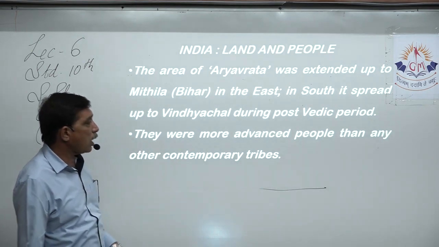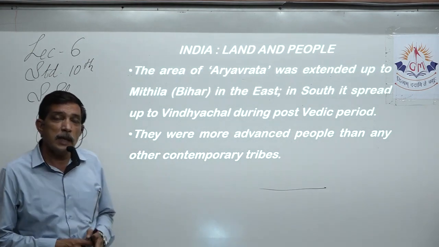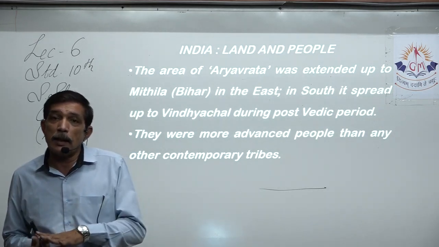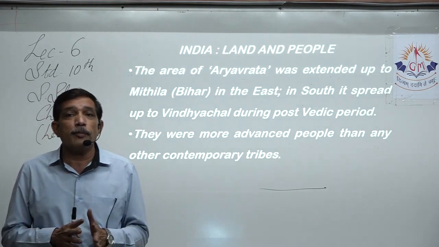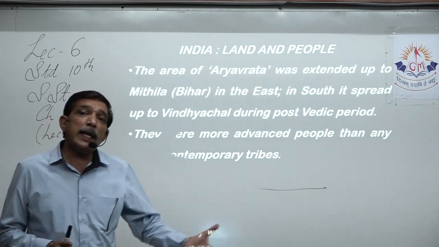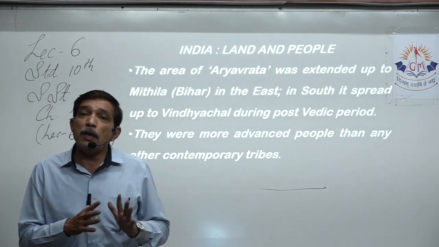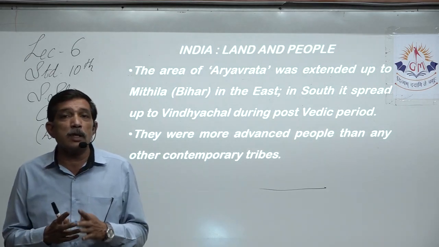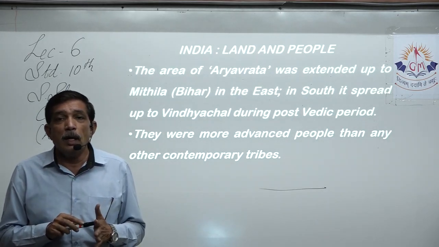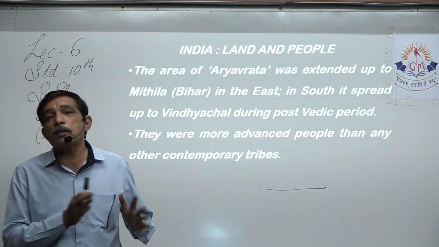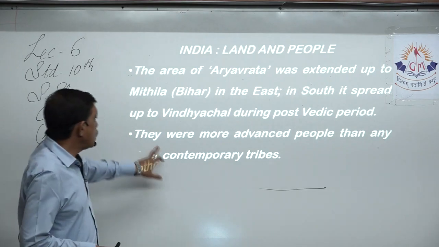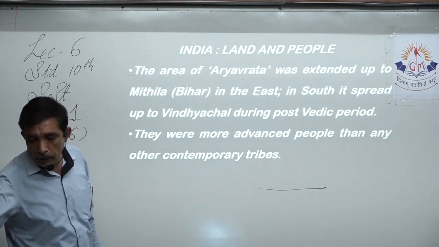They were more advanced people than any other contemporary tribes. Yes, they came when the Dravidians were already living. They came when the Negrito people, the Alpine and Dinaric people, all these people were already living in India. When they came to India from Europe, they were considered quite advanced. Quite advanced in which way? Whether that is religion, weapons, or way of living. Yes, all of that. They were far more advanced than all the tribes living in India put together.